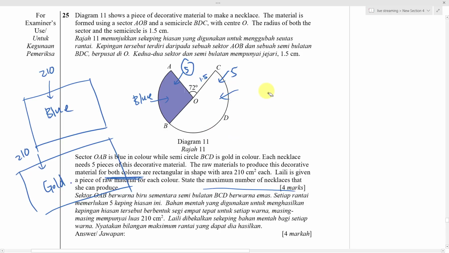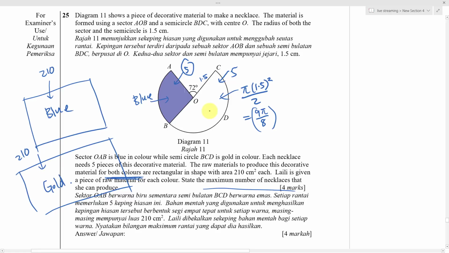Alright, so therefore, what I want to do is find the area for each first. The area for a semicircle, this is a half semicircle, right? So it's pi r squared divided by 2. So I would do 1.5 squared over 2, so it's 9 pi over 8. But because we need 5 of these in order to make a necklace, I will need to multiply by 5 here. Now I teach you a proper way of writing this.